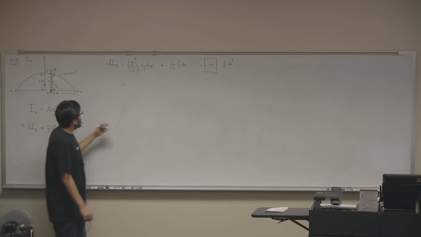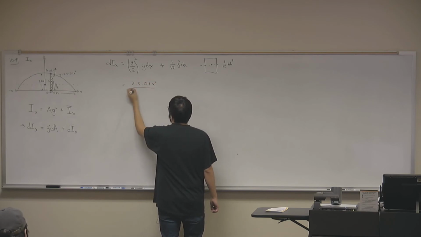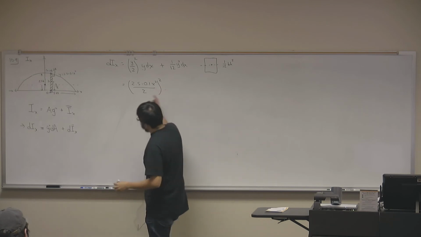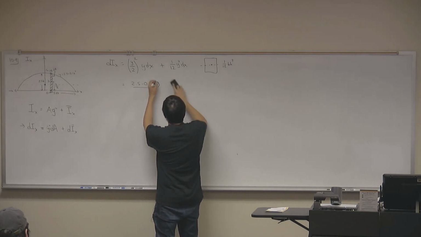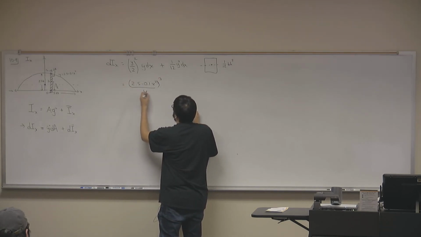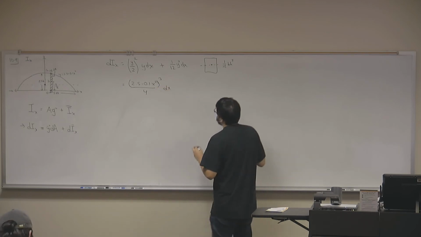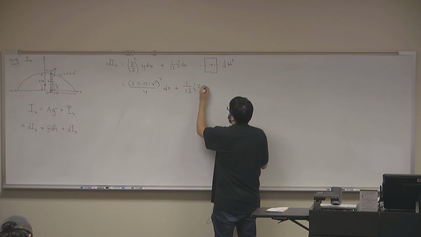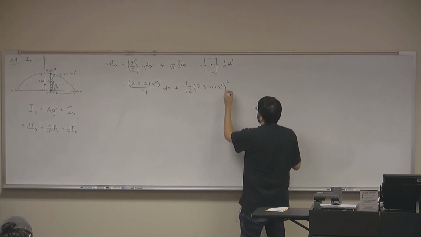Right? Yes. So we get y equals 2.5 minus 0.1 x squared. All this divided by 2, all this squared, times y. And I'm just going to call this y cubed over 4 dx. Is that correct? Plus 1 over 12, 2.5 minus 0.1 x squared, cubed again, dx.